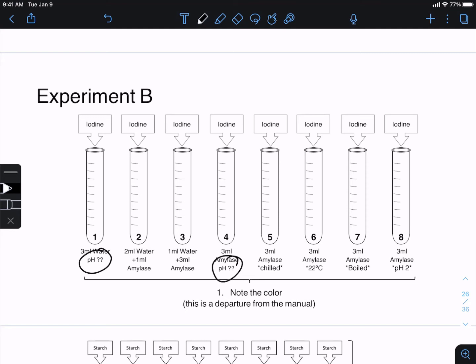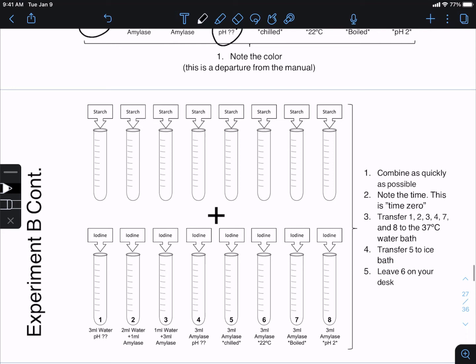This is a little bit of a reversal from your manual. I think it's easier to add the iodine before you add the starch, but if you don't want to do it that way, you can still do it the way your manual says. Regardless, all 8 tubes get iodine. And now remember those starch tubes that you set aside, tubes 1 through 8 that contain nothing but starch. You are now very quickly going to dump each of these tubes, and it really doesn't matter which tube goes where.